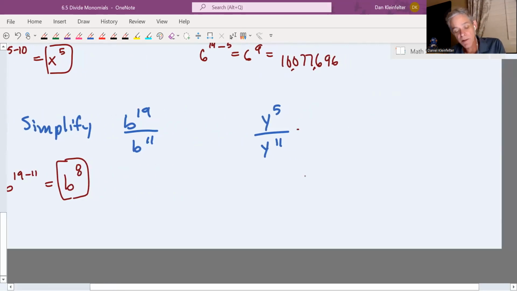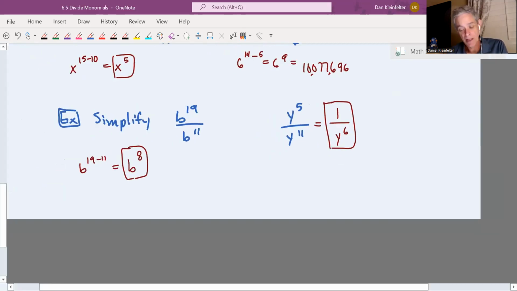Okay, y to the 5th power divided by y to the 11th power. This time there are more y's in the denominator. There are 6 more. So we'll have 1 over y to the 6th power. Okay, and that will do it.